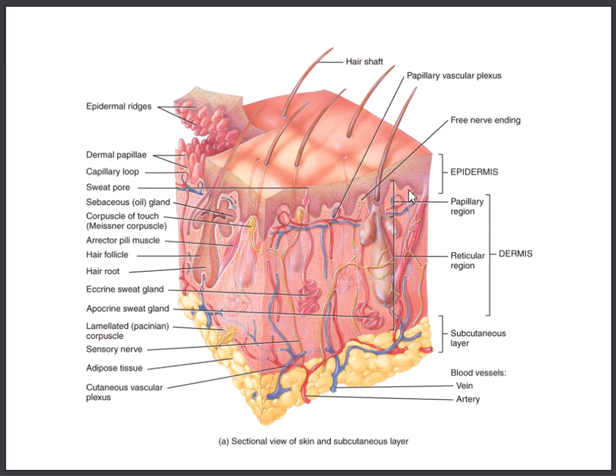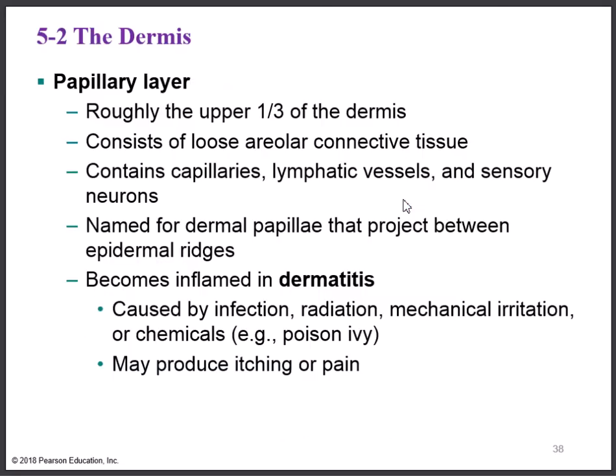In the Tortora book, this is going to be the papillary region all in here, kind of above those blood vessels. So again, like I said, it's roughly the upper 1/3. That's my interpretation. If we were to look at the papillary region under the microscope, we would see that it consists primarily of loose areolar connective tissue, and we would find blood vessels, capillaries, small lymph vessels, and the sensory neurons we looked at earlier in part 2 of this lesson. The papillary region is named for the dermal papilla, which project up between those epidermal ridges.